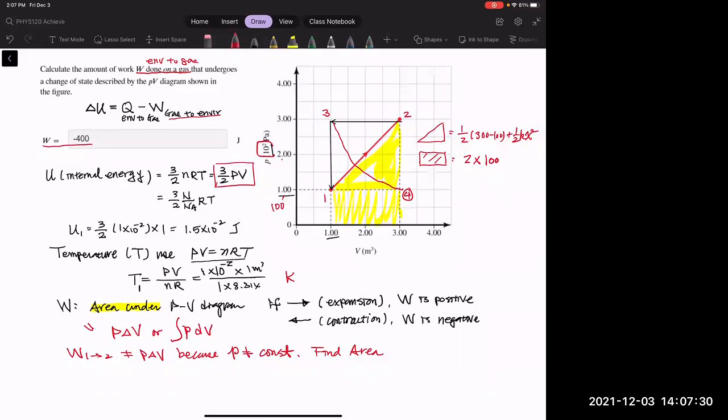Okay, so the last one here is how do you find Q? Since you know this equation, the Q is equal to the change of U plus the W of the gas to the environment. What is change of U? Change of U is U sub 2 minus U sub 1, the final U minus initial U, plus this W. And then you can find the solution in this way.